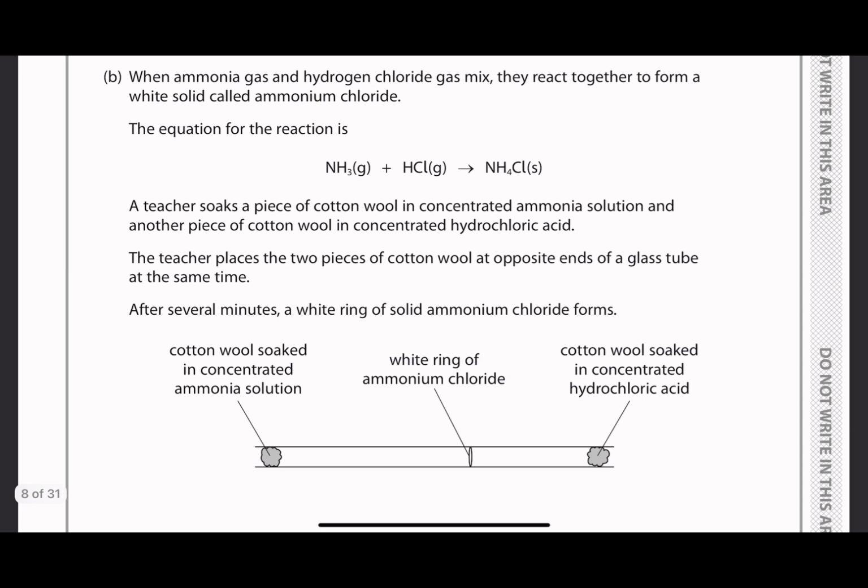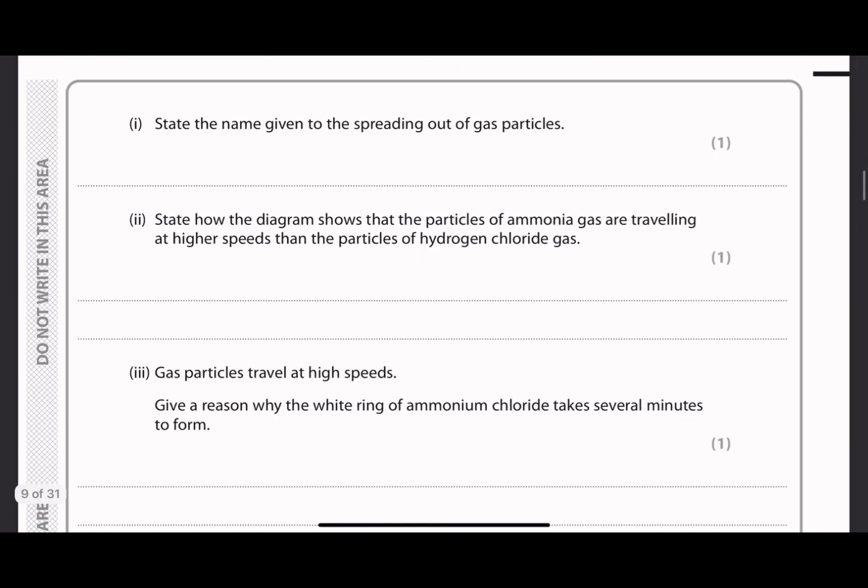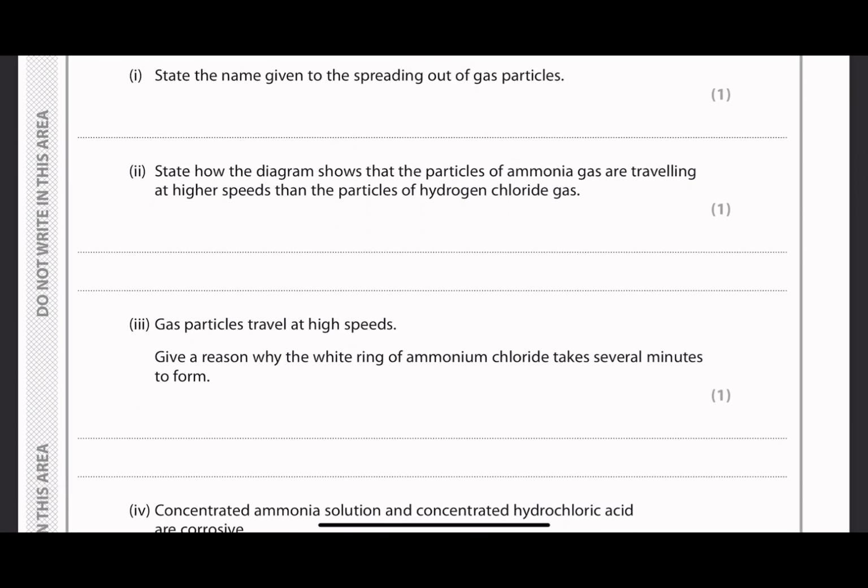So the next question is about this experiment where we have the ammonia solution at one end of the tube and the hydrochloric acid at the other end of the tube, and eventually they react and form a white ring of ammonium chloride in the middle of the tube. So the first question: state the name given to the spreading out of gas particles. This process is called diffusion.